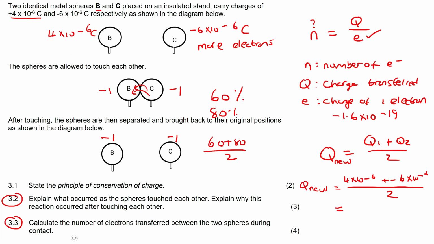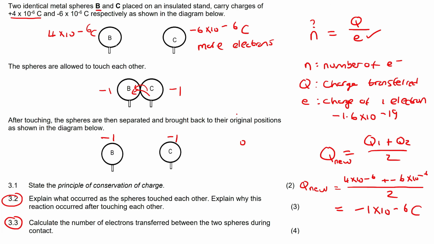And so what you would end up getting here is -1 times 10 to the -6. Now, that doesn't mean that that's what you're going to use over here. No, not at all. You got to think about this carefully. And we should say Coulomb over here.